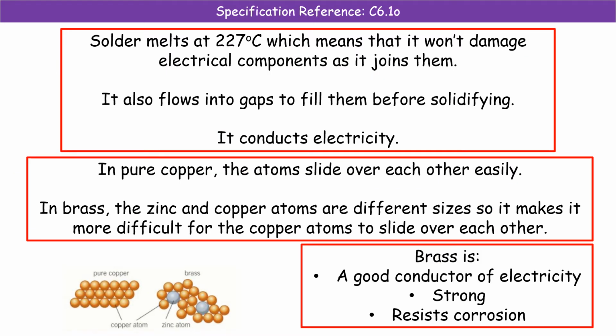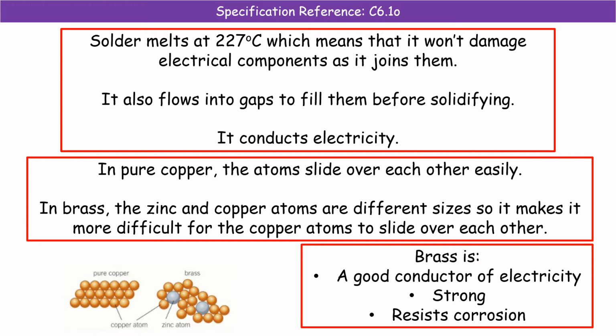Let's have a look at some of these alloys then in a bit more detail. So solder, as we've said, is used to join electrical components. Now, the good thing about it is it melts at just 227 degrees Celsius. So that means that when it's joining those components, it's not going to damage them. It's also going to be able to flow into gaps before solidifying. And of course, if we're joining electrical components, it does need to conduct electricity, which it does.